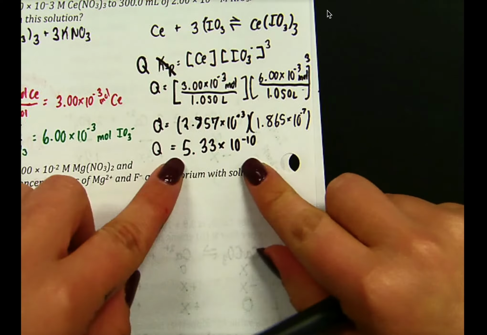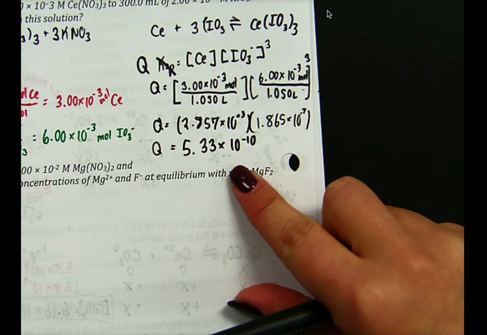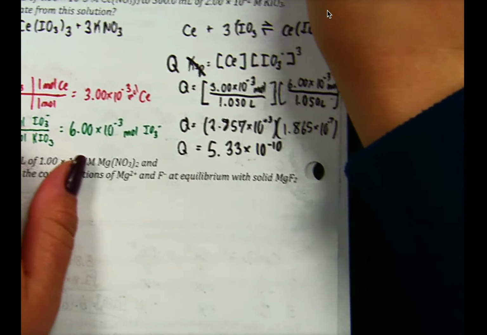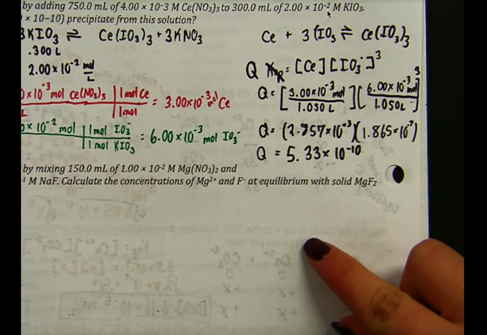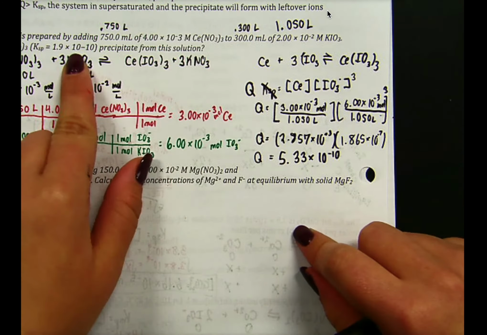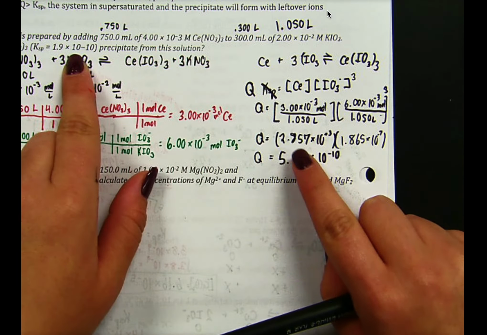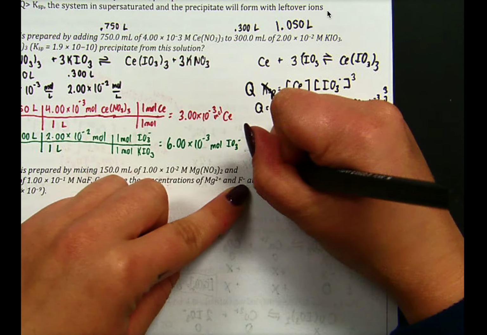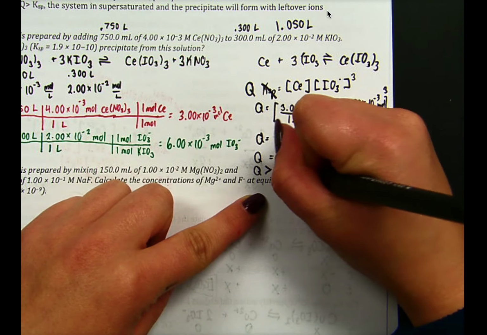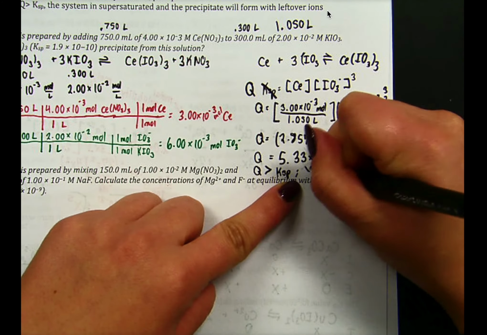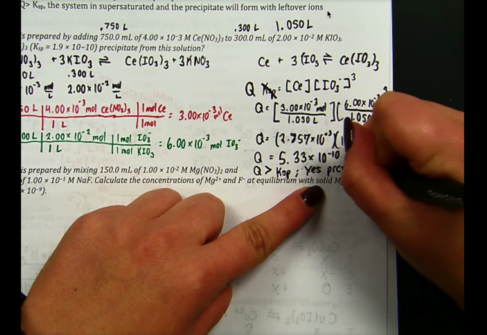Okay, now we need to compare that to our Ksp value. Our Ksp value is 1.9 times 10 to the negative 10. So our Q value is greater. So Q is greater than Ksp, which means yes, we will get a precipitate.